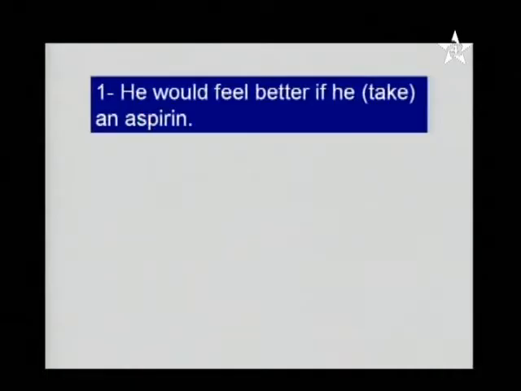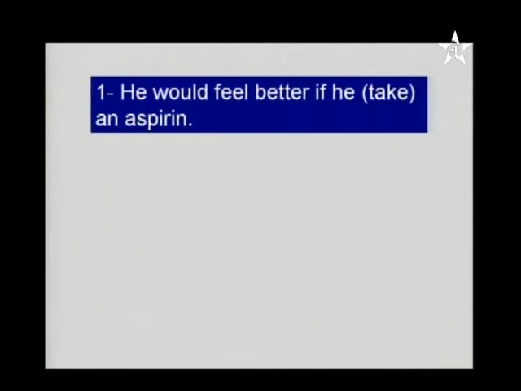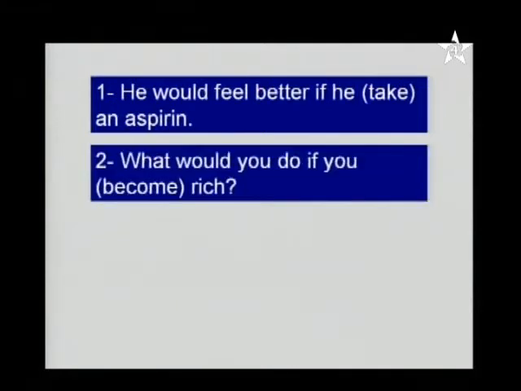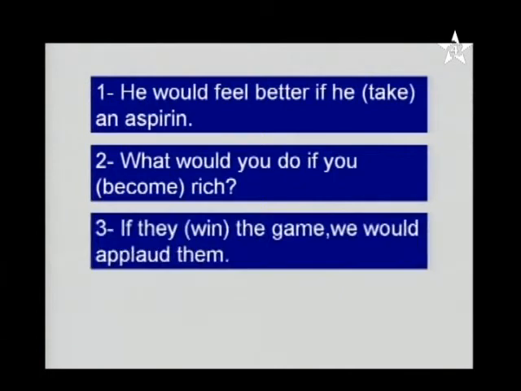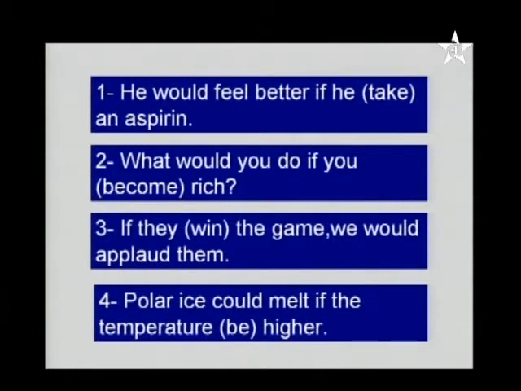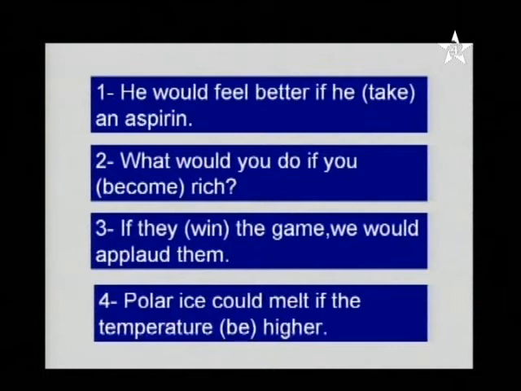Number 1, he would feel better if he take an aspirin. Notice that the if clause is situated at the end of the sentence here. Number 2, what would you do if you become rich? Third sentence, if they win the game, we would applaud them. Fourth sentence, polar ice could melt if the temperature be higher. So the verbs to be conjugated here are between brackets: take in the first example, become in the second, win in the third, and be in the last example.